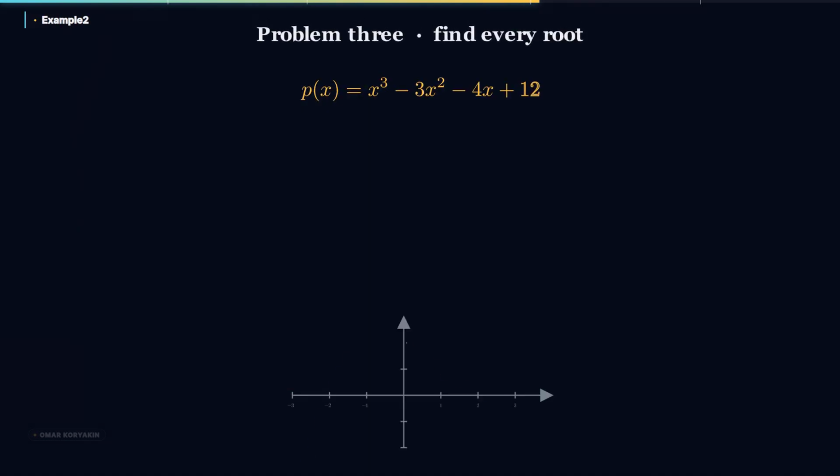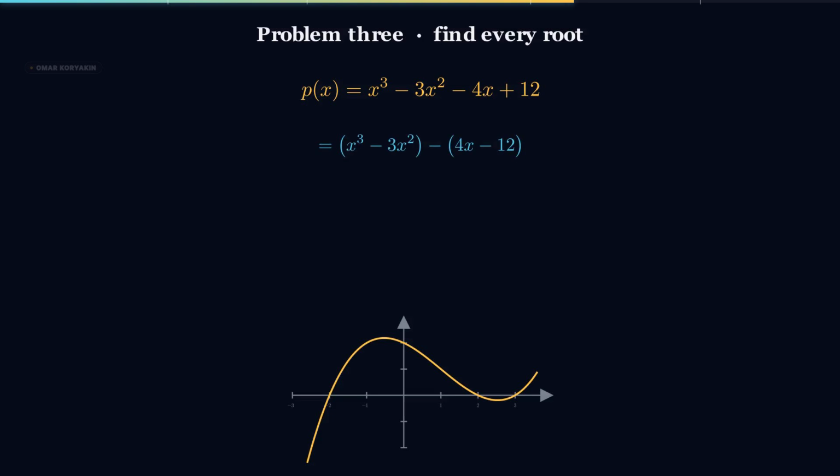Problem 3. Find every root of x cubed minus 3x squared minus 4x plus 12. The cubic is plotted underneath. 3 crossings on the x-axis are already visible, so we expect 3 real roots. The job is to factor and read them off.